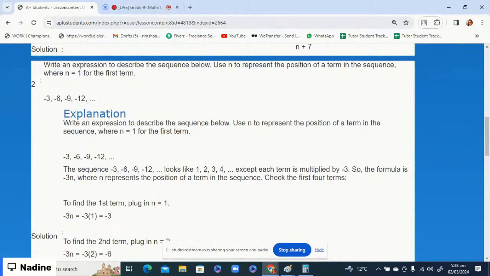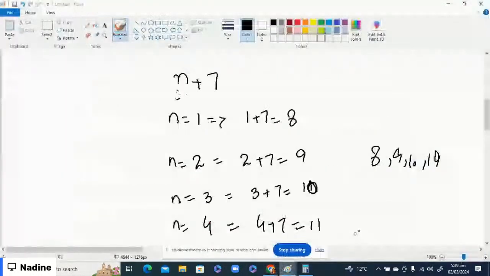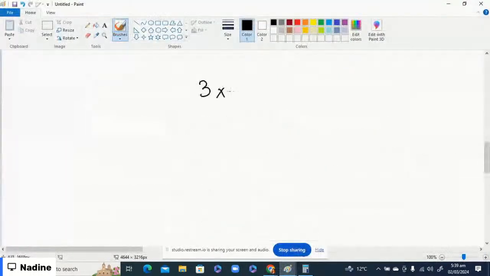Then we are just going to write minus 3, 6, 9, 12. So here 3 times 2 is 6, 3 times 3 is 9, and 3 times 4 is 12. It means the terms are multiples. So what do we do for that? We are just going 3 times n, like 3 into n.